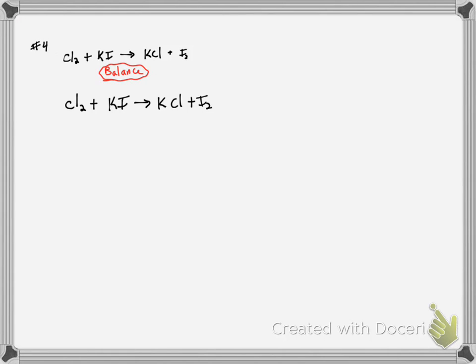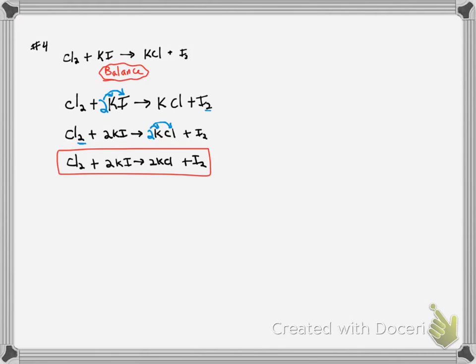The first thing I'm going to do is put a 2 here to balance off the two I's. But it also doubles the amount of potassium. And because I doubled the amount of potassium, I have to add a 2 here, which doubles that, and the chlorine, and then I check, I also have 2 chlorines over there, so now it's balanced. Here is our final equation. Chlorine, Cl2 plus 2 potassium iodide yields 2 potassium chloride plus iodine gas. And great job, check plus.